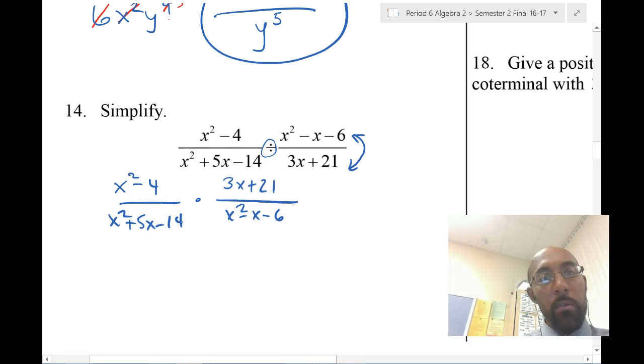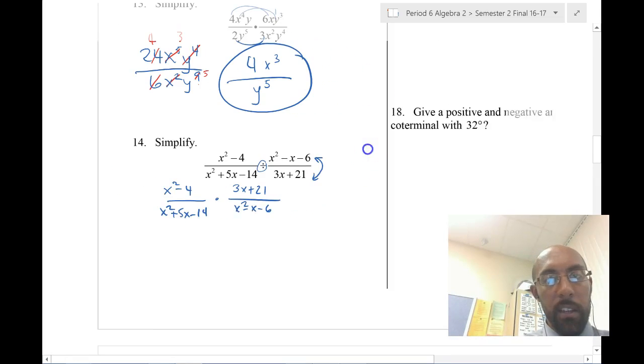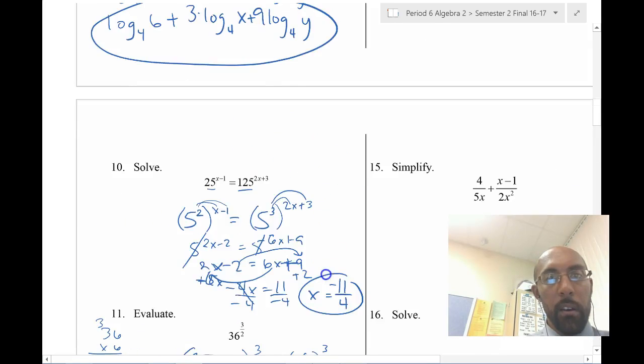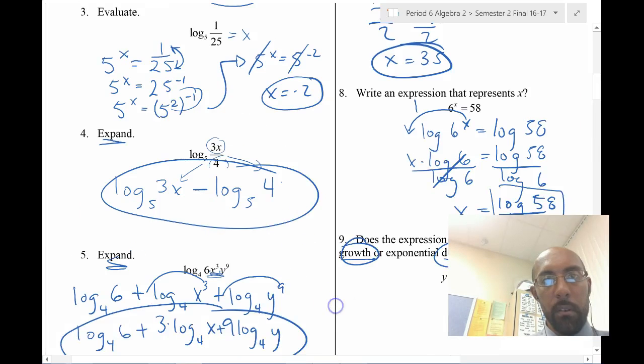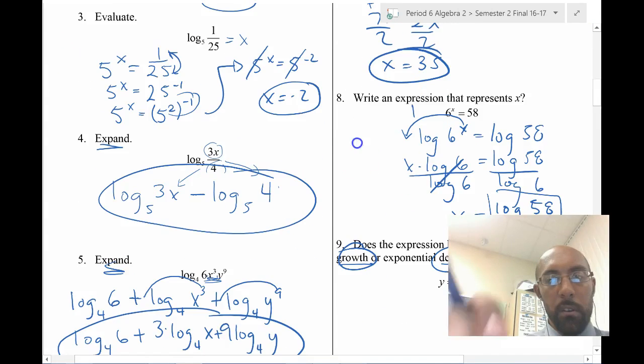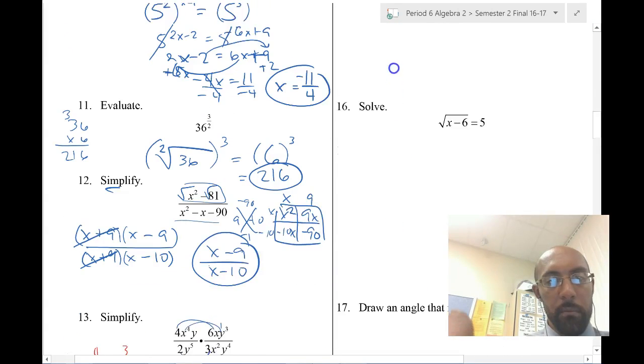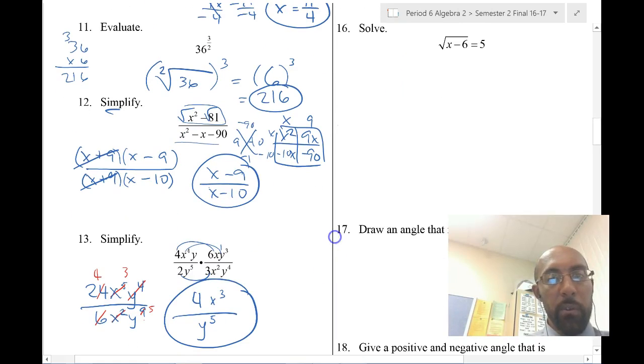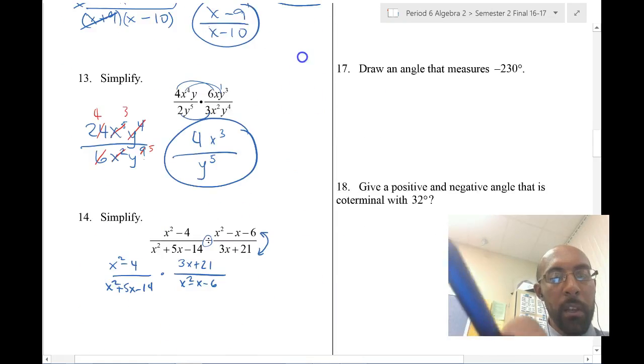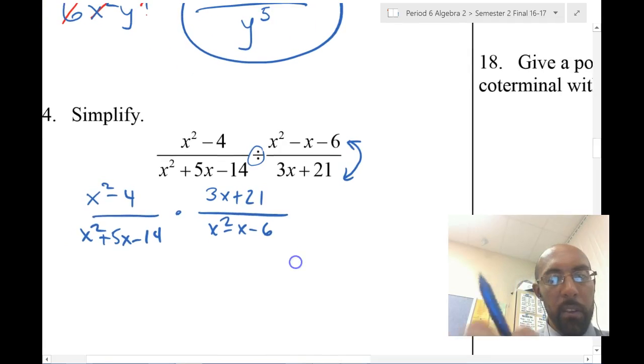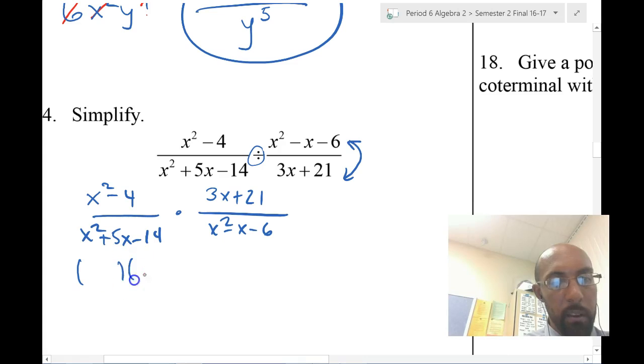All right, now just like, let's see, what number was that? I think it was up here on the last page. Oh, sorry, number 12. Number 12, we factored the numerator and the denominator. So we're going to do the same here. Factoring x squared minus 4: that becomes x and x, and these are both perfect squares, so square root both of them. 2 and 2, and that's plus and minus.